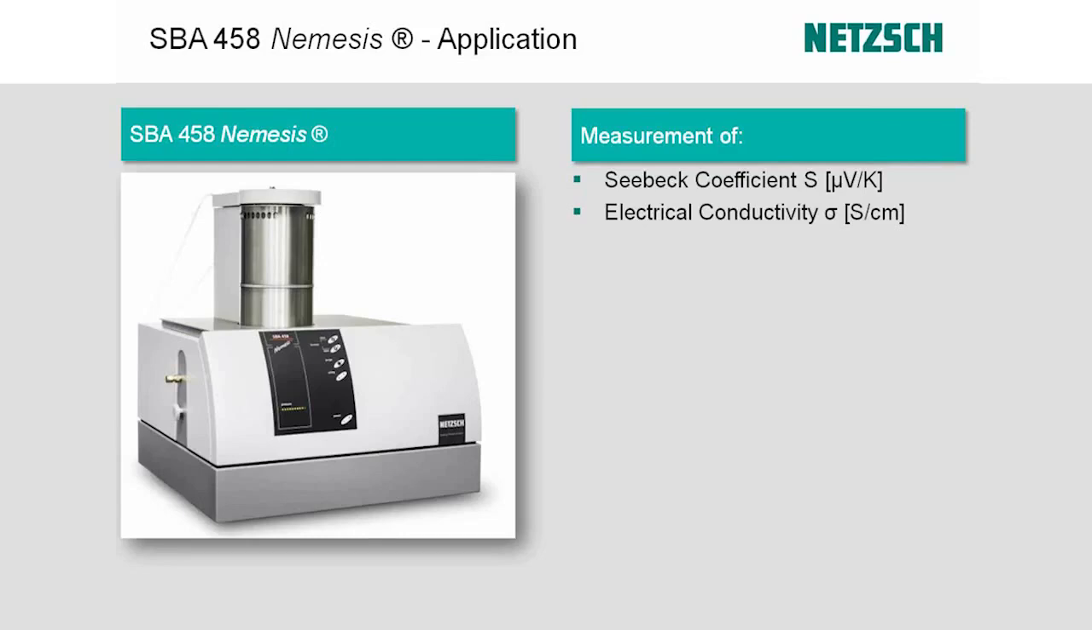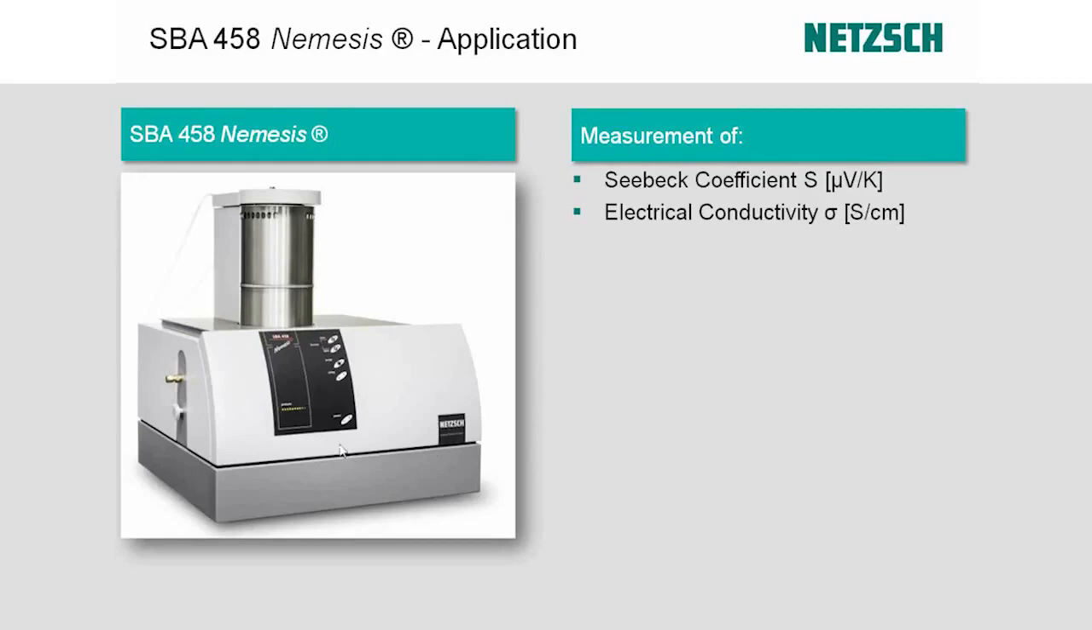Okay, so the measurement that we can perform with the SBA 458, of course, is the Seebeck coefficient, S, and the units for Seebeck coefficient are microvolts over K. We can also measure electrical conductivity, sigma, in Siemens over centimeter.